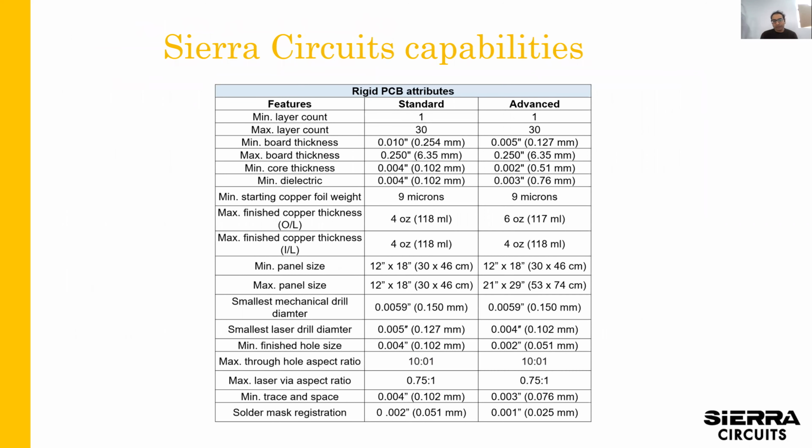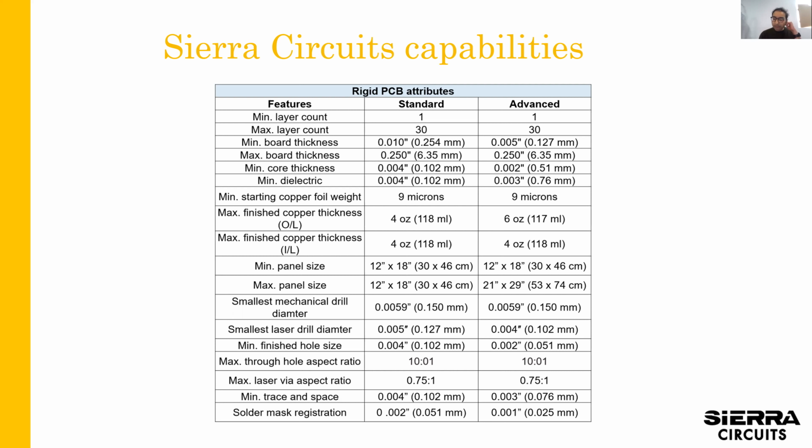This is our summary of our capabilities. We can go up to higher copper weights like 4 ounces, even 6 ounces in some cases. We can make very thin boards like 10 mil thick, 14 mil thick, as well as thick boards like 250 mils thick. Sorry, I'm speaking in mils. These are the parameters that we have based on our equipment, and not every fabricator has the same equipment, so their rules might be different. It's important to understand what they are comfortable manufacturing as well.